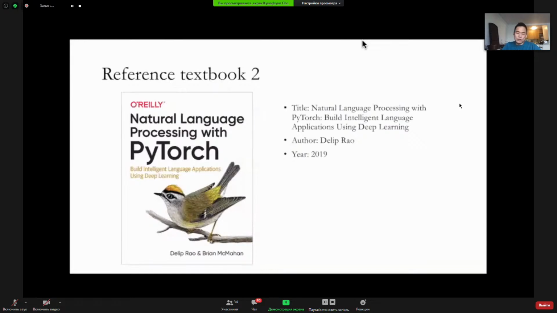And then the second one is more for the practitioner. Unfortunately, this book was written using a PyTorch that is slightly old, so it's not the latest version.